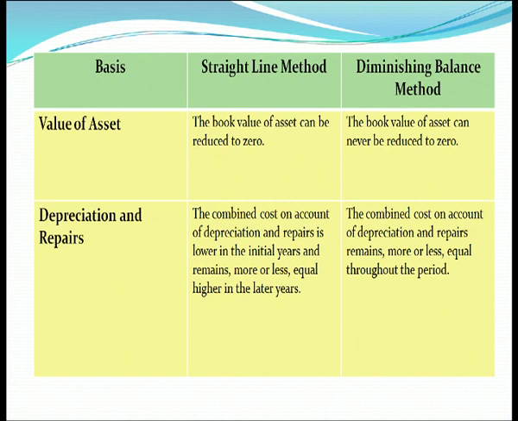The last basis of distinction between the two methods is in terms of depreciation and repairs. The combined cost on account of these two, that is depreciation and repairs, in the straight line method is lower in the initial years and remains more or less equal or higher in the later years. Whereas in case of diminishing balance method, the combined cost on account of depreciation and repairs remains more or less equal throughout the useful or the effective life of the asset. So, these were the differences between the two methods that we have studied.